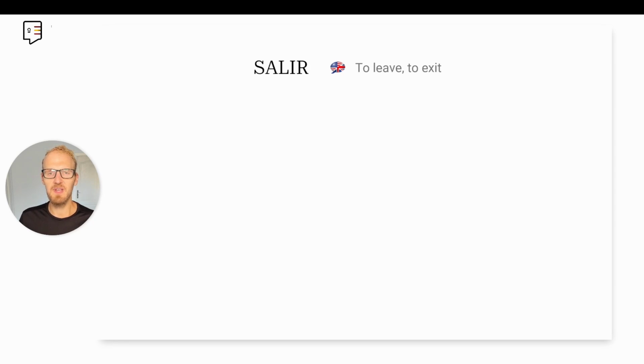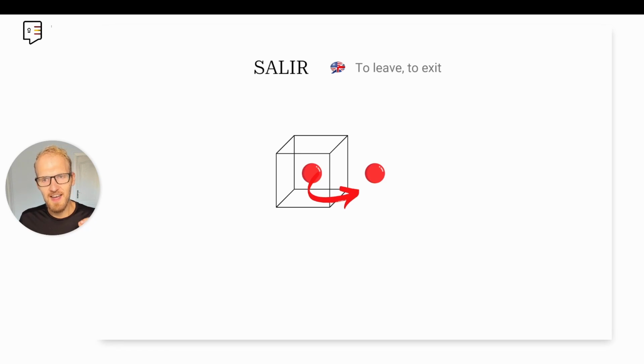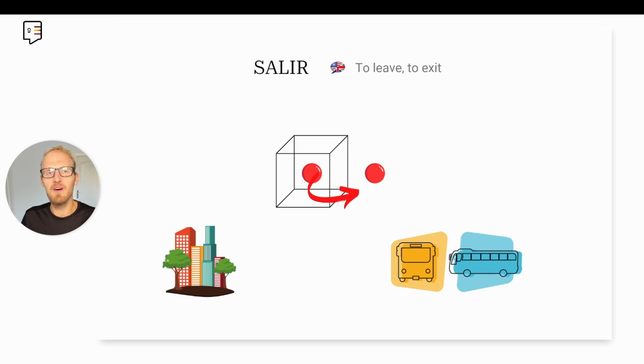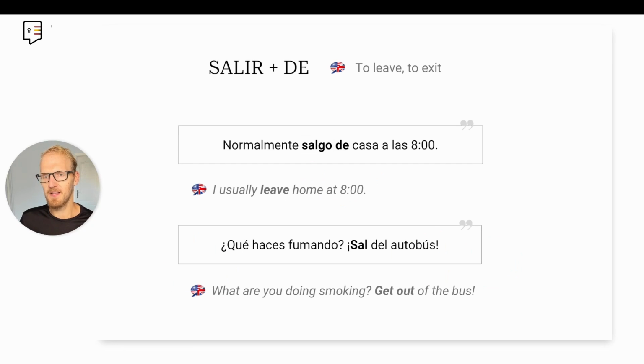So let's start with the first meaning and the one that causes more confusion, which is to leave, as in irse, to leave too. But with salir, there is an emphasis on leaving the inside of a place to be on the outside of it. So there's this emphasis on exiting. So we are leaving a contained place, a place that is maybe a building or a vehicle, right? Like a bus, a train, or a car. Let's see some examples.